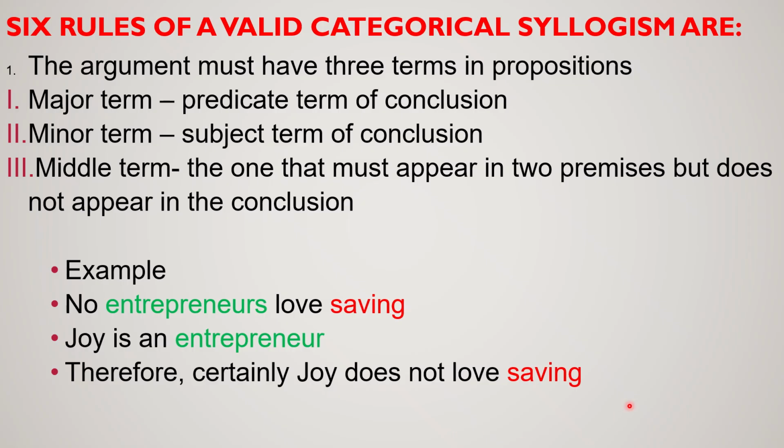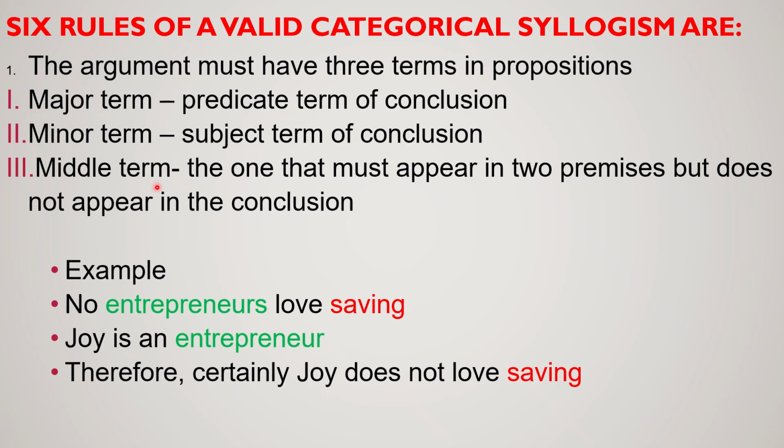In this argument, there are 3 terms that have appeared. Number 1 is the major term, which is the predicate term of the conclusion. If you look at the word saving here, in red, it is the predicate of the conclusion. It is also appearing as the predicate in the first premise. This first premise now automatically becomes the major premise because it is the one having the predicate of the conclusion. And then we have the minor term. This is the subject term of the conclusion. If you look at the subject term of the conclusion, it's the word Joy. It's also appearing here in the second premise, and this now becomes the minor premise because it is the one that is having the subject of the conclusion.